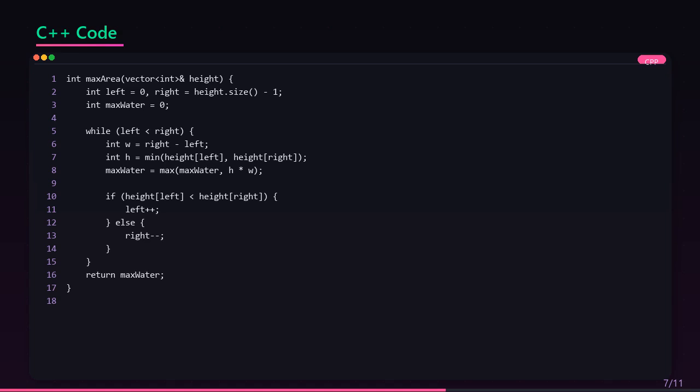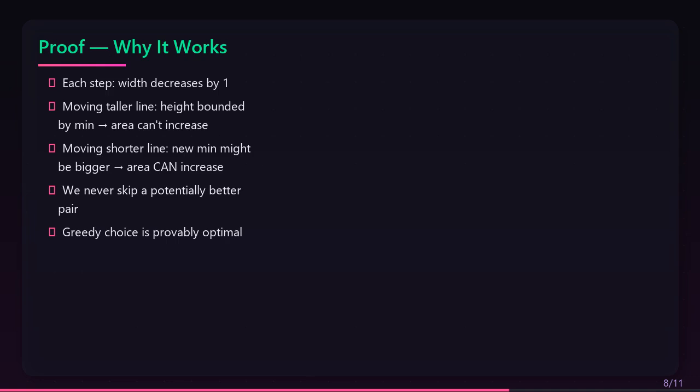Left starts at 0, right at the last index. Track max water. In each iteration, compute width and the limiting height. Update max water if the current area is larger. Move the pointer pointing to the shorter line. That's it. Under 15 lines. Elegant and optimal. Let's prove correctness.